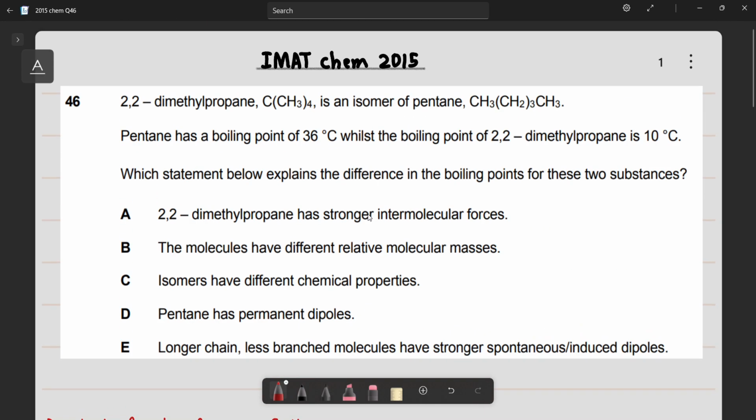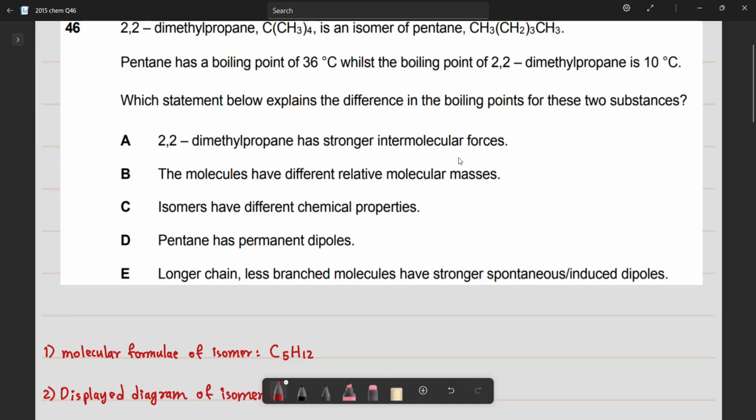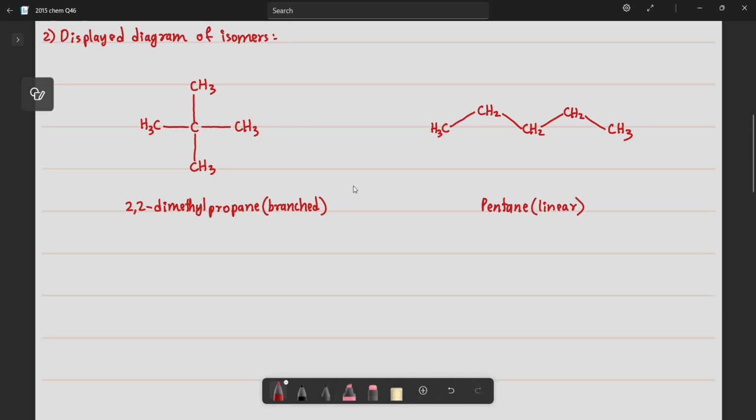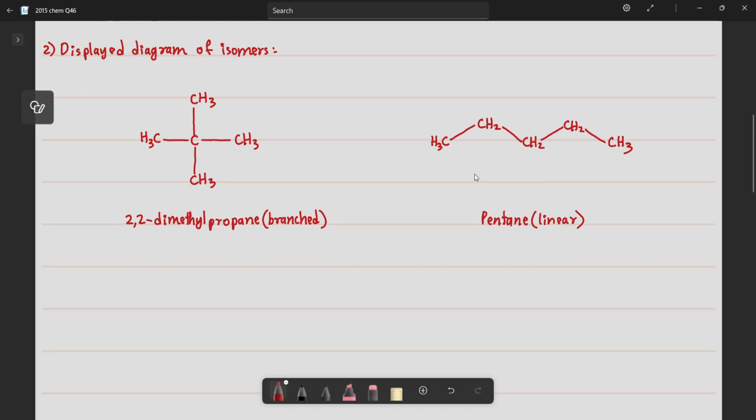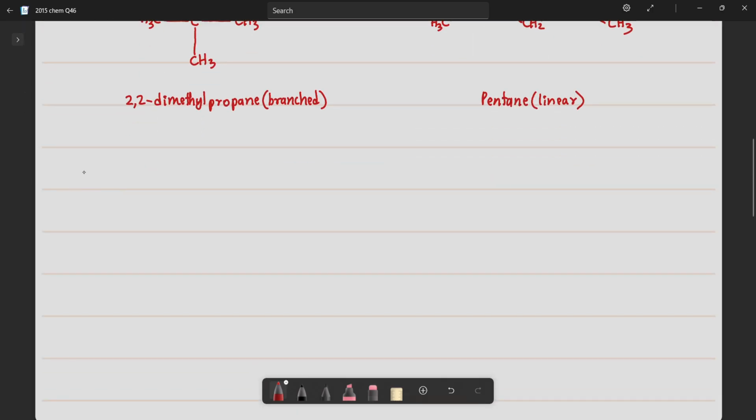So now we can explain the difference in boiling point for these two substances. So now we can go through each option to explain the difference in the boiling points. So the first option says 2,2-dimethylpropane has stronger intermolecular forces. So now we must know also that both are hydrocarbons and also they're alkanes. So now what we know for option A, this is the explanation for option A.